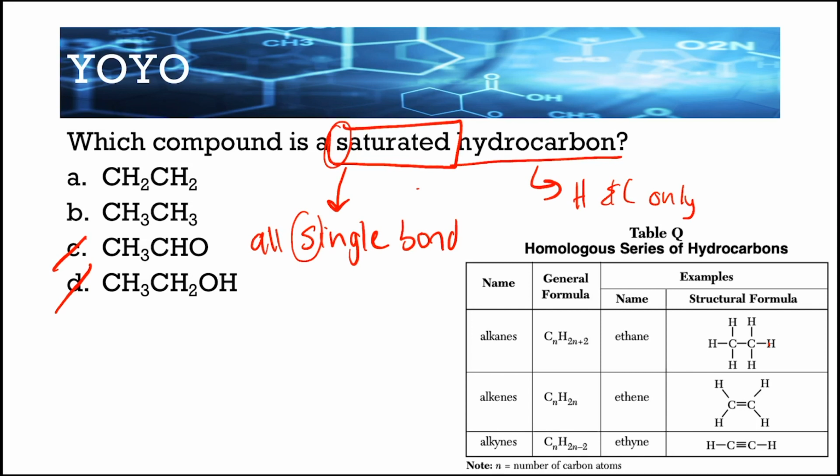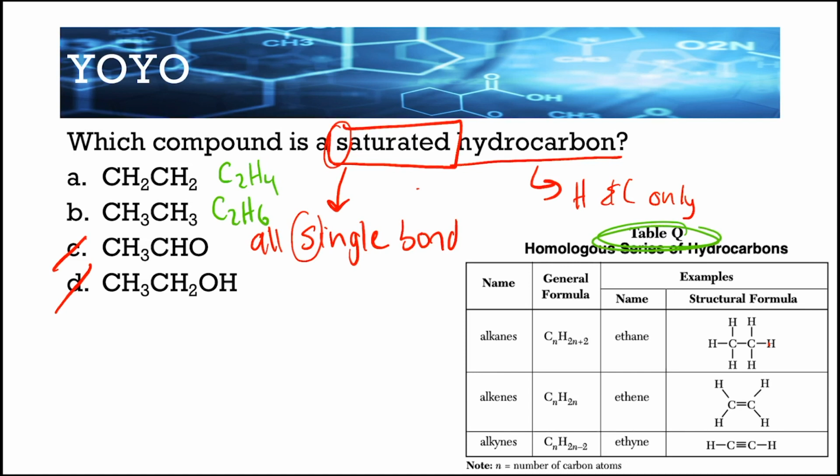So if we rewrite A, we can see it's C2H4, and if we rewrite B, it's C2H6. So that's kind of easier to look into. And so if we're looking for something that's saturated, we're looking for something with single bonds. But without drawing it, how can the formula tell you? And that is where table Q comes into play.